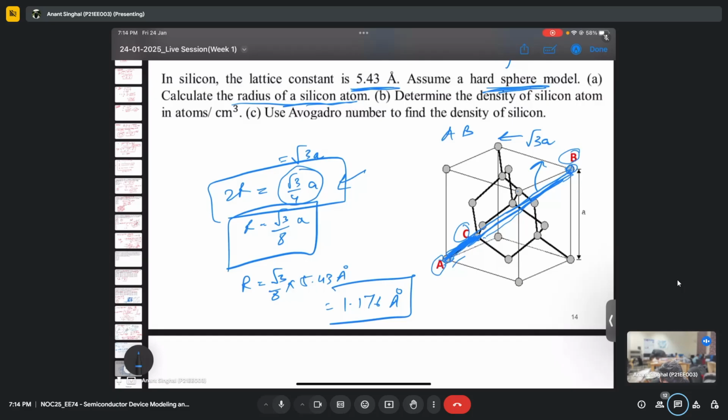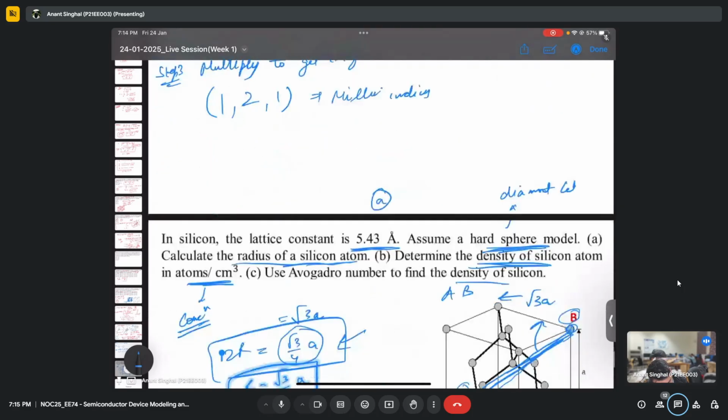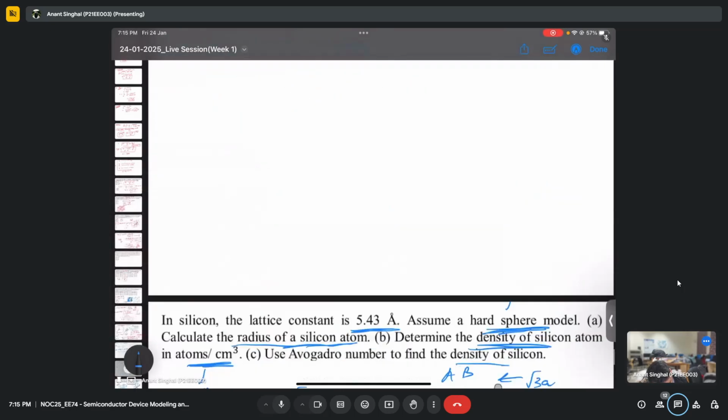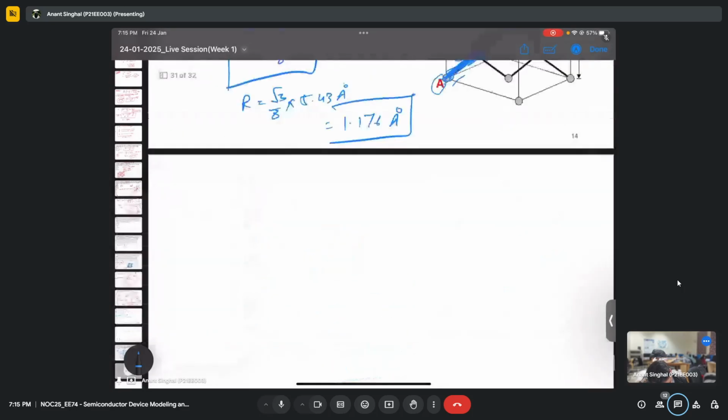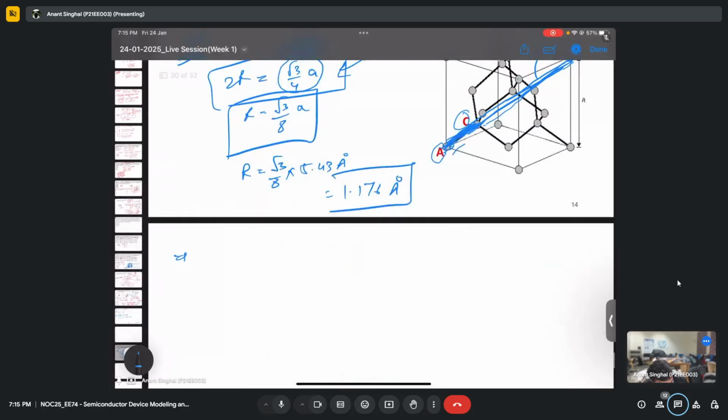Then the second part. What is the second part? Determine the density of silicon atoms in atoms per centimeter cube. So this is basically concentration. So the second part is concentration. As I said in the last problem, give me a moment. Concentration is, there is some effective number of atoms in one unit cell. Then there is this mass which is in grams, and there is a cube. So this is concentration.